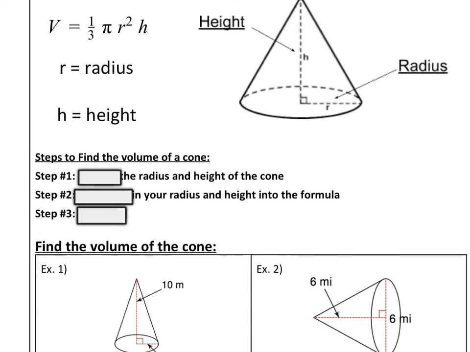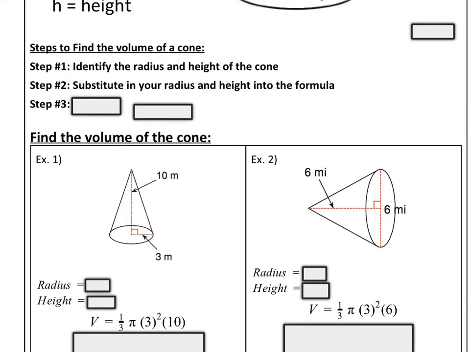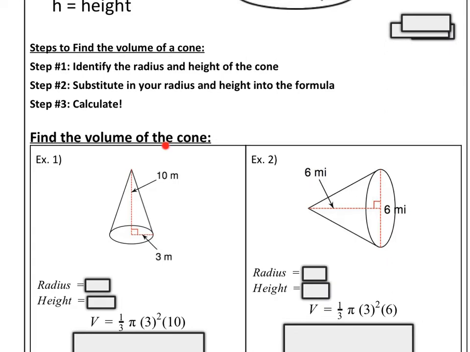These steps are going to be very similar to solving for the volume of a cylinder. Step 1, identify the radius and height of the cone. Step number 2, substitute in your radius and height into the formula. And step 3, calculate it up. All right, let's get to some examples.